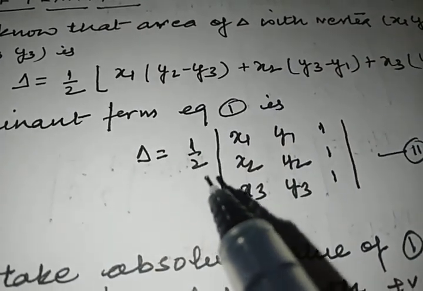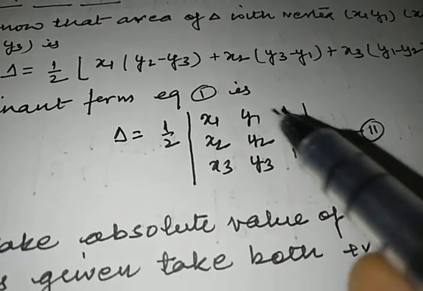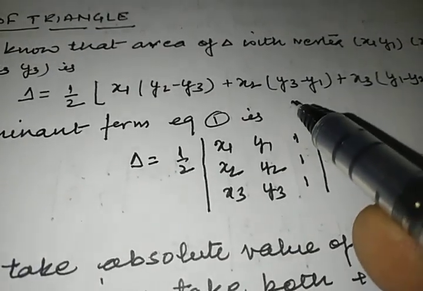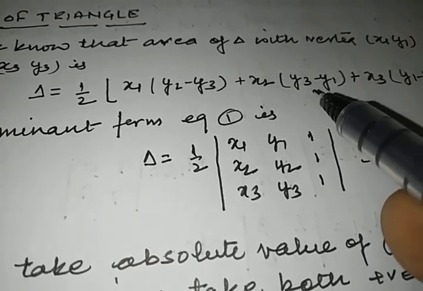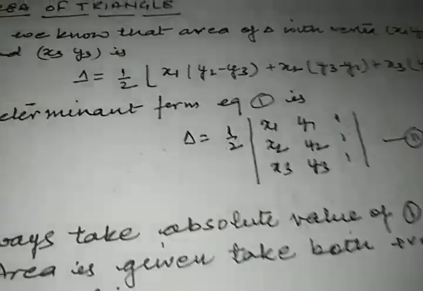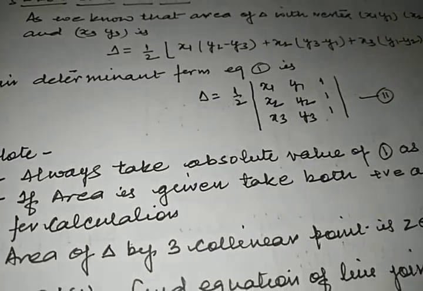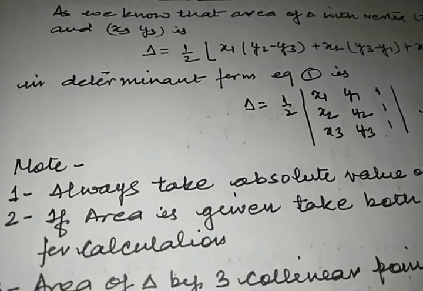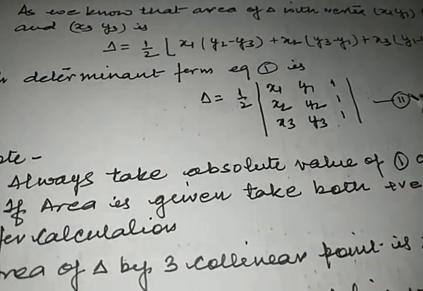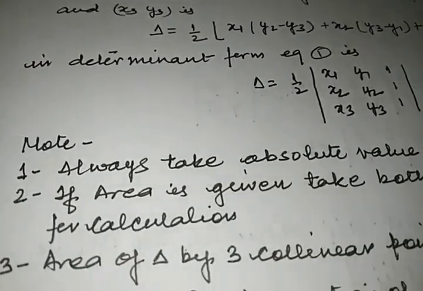Determinant is equal to half determinant x1, x2, x3, y1, y2, y3, 1, 1, 1. If you open this determinant, you will reach here. So this is the alternative form of this formula by determinant. And one thing is that only the absolute value is taken for the determinant. Since the area is positive, the absolute value is taken for the determinant. This is the first point.